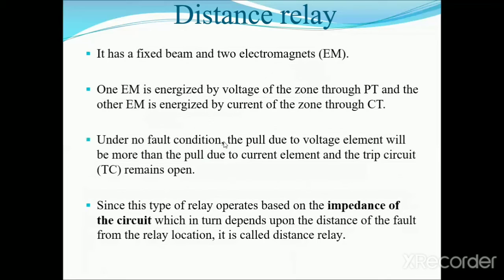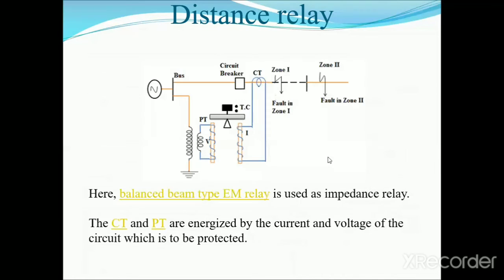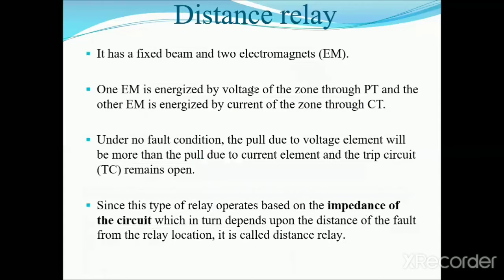No fault condition means there is no fault obtained in the relay near the protective zone. The pull due to the voltage element will be more than the pull due to the current element, and the tripping circuit remains open. The pull due to the voltage element is more than the pull due to the current element, and in that case the tripping circuit does not close.